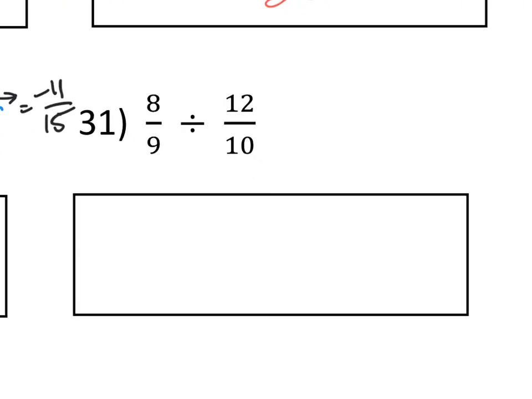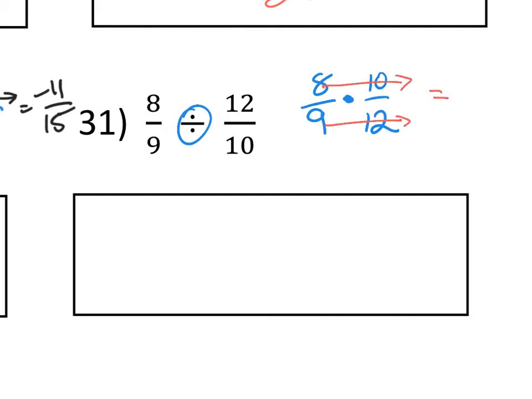31. Division again. So same, change, flip. 8 over 9 stays the same. Change our division to multiplication. And flip our second fraction. Now we can multiply straight across. So we'll have 80 over 108. And then use your calculator. 80 divided by 108. Enter, and then math, enter, enter. And it will reduce down to 20 over 27.